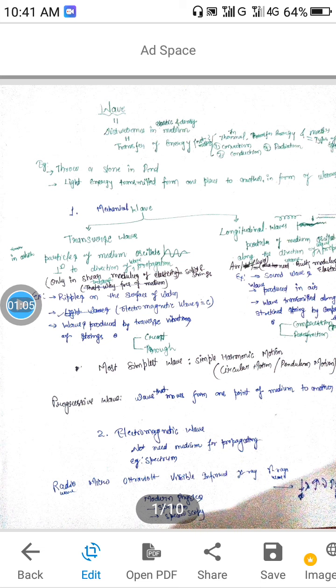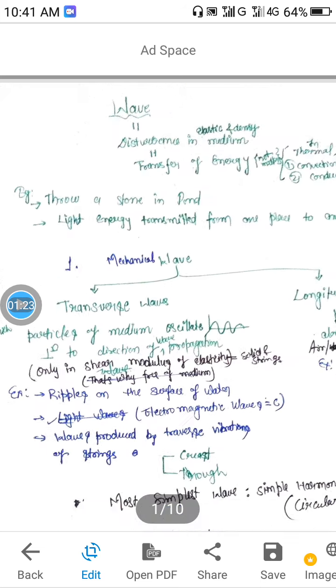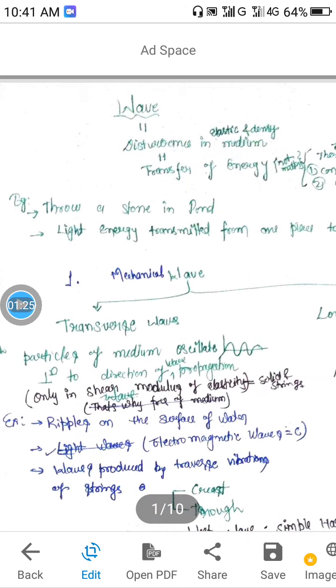So what is a wave? Simple question, why did I choose waves? Because it connects many of the subjects, so I try to give you a broad analysis of physics. So let's start with waves. What is a wave? A wave is a disturbance in a medium. If you can disturb any medium, that means you create a wave.